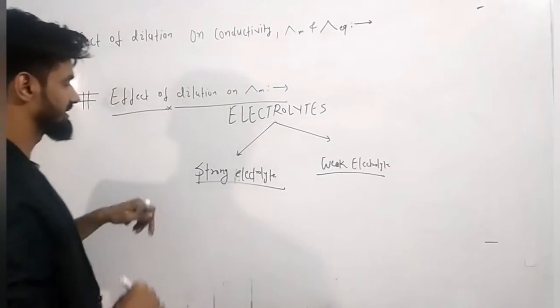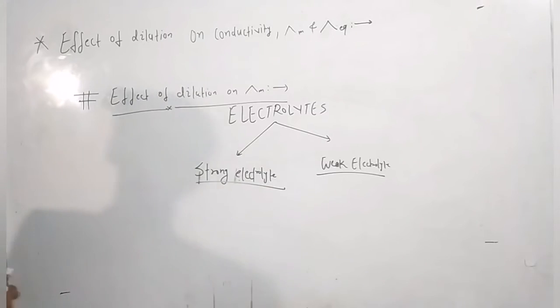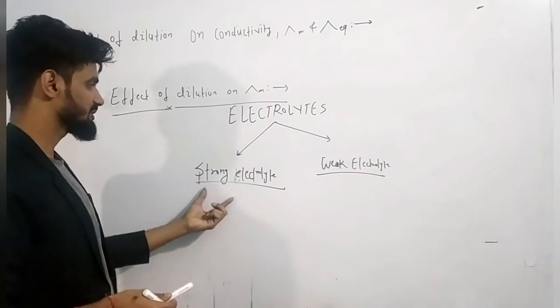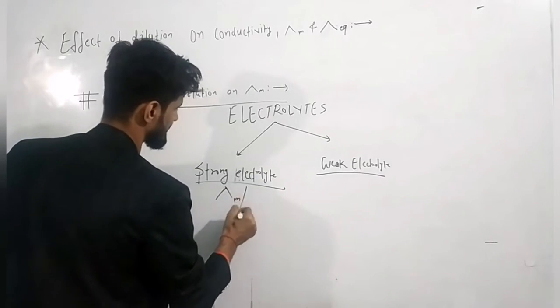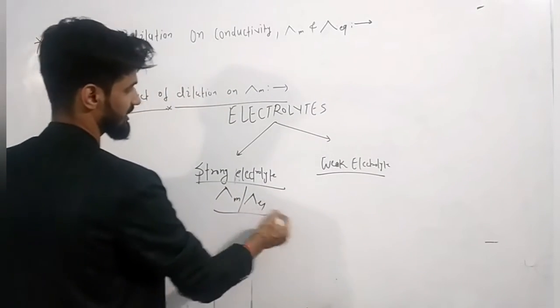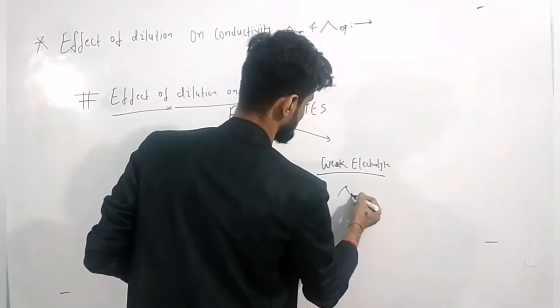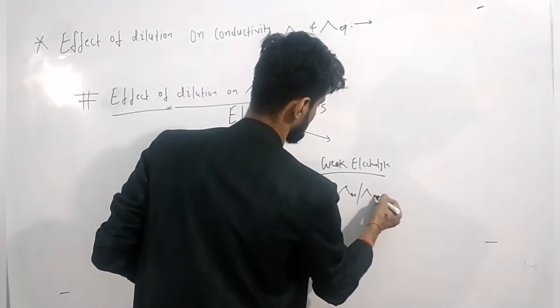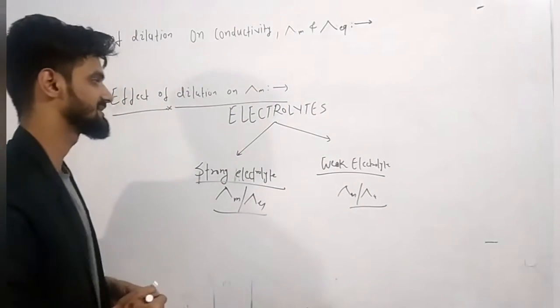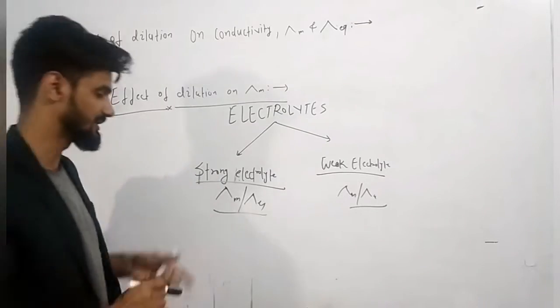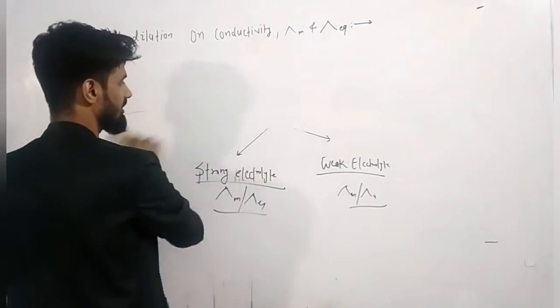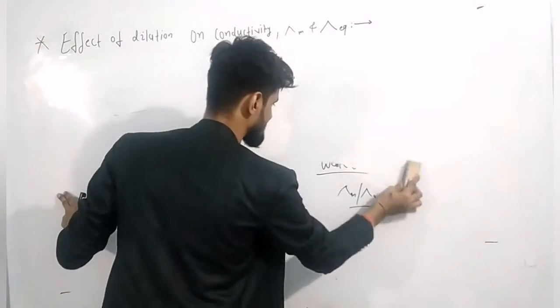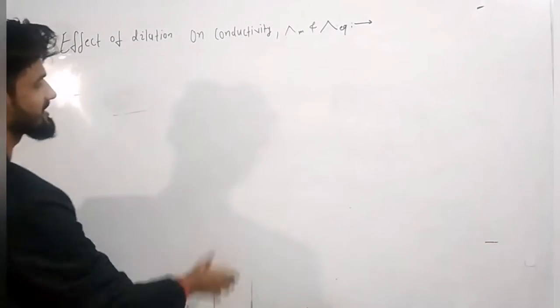Now understand, what will happen? What will be the effect of dilution on a strong electrolyte? The molar conductance of a strong electrolyte, the kappa equivalent of a strong electrolyte, and for weak electrolytes, we have to study separately. These two parts we have to discuss now. I am going to discuss the strong electrolyte first. Understand what will happen in the case of a strong electrolyte. I think up to this point you are clear. I am not going to discuss the definition of electrolyte.